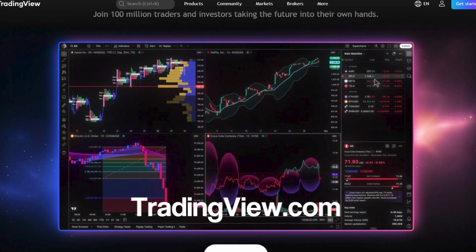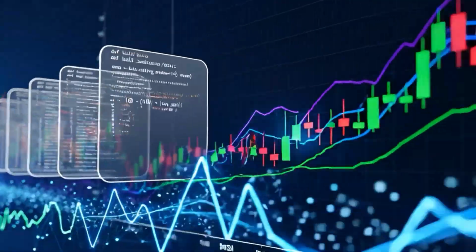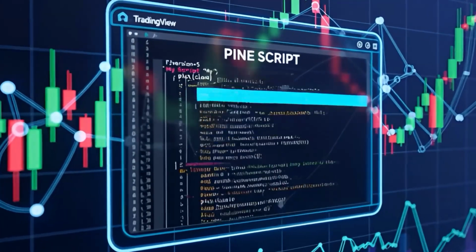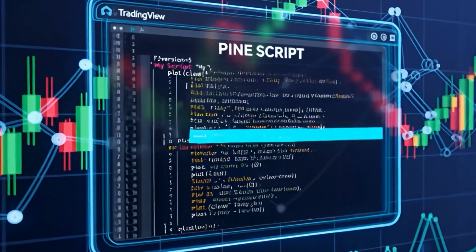There is a common home for traders all over the world, TradingView.com. It is basically Facebook for traders. They use various indicators to analyze the chart. To build this indicator, TradingView has its own specific programming language called PineScript.